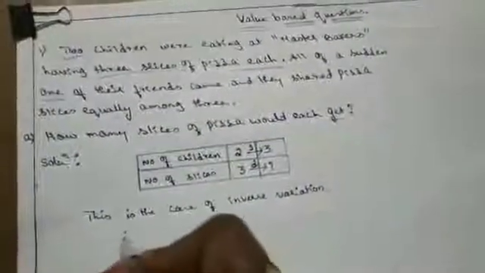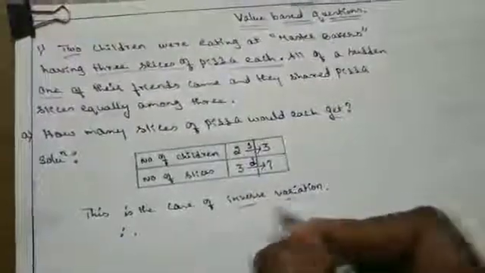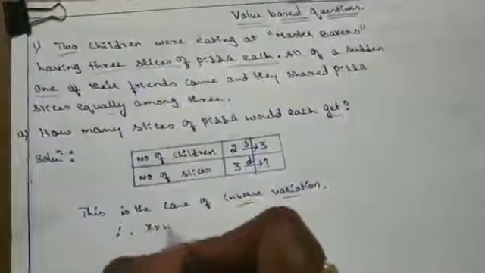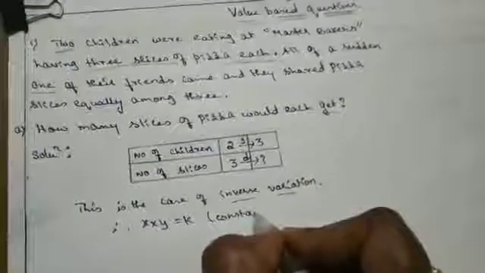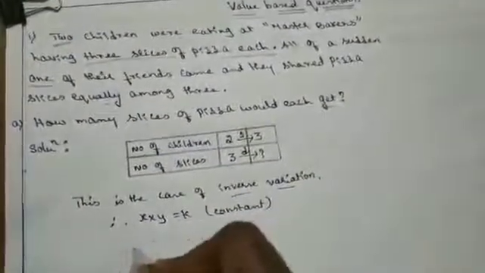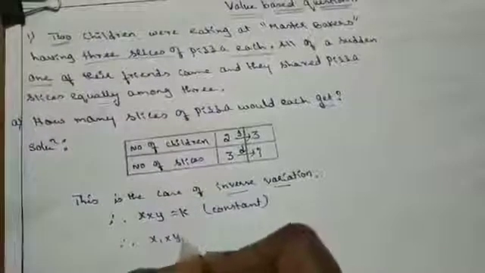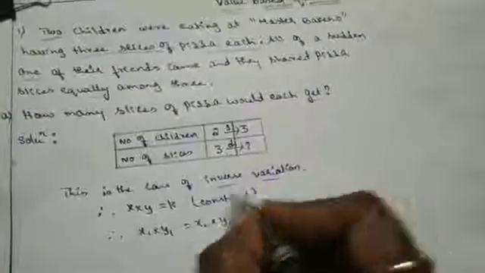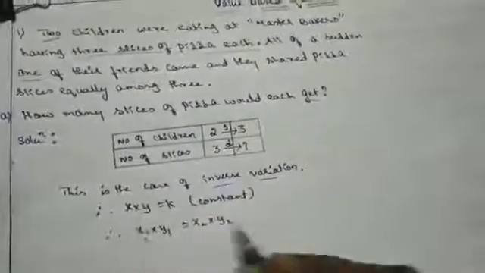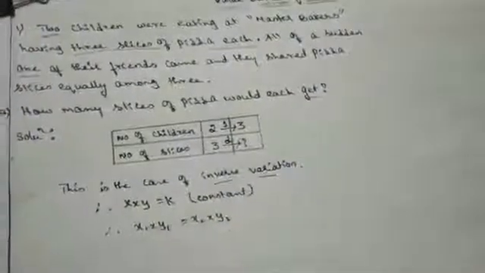Therefore, we know that inverse variation is nothing but product. x into y equal to k, constant. Therefore, x1 into y1 is equal to x2 into y2. We write direct variation as x1 by y1, whereas for inverse variation x1 into y1.